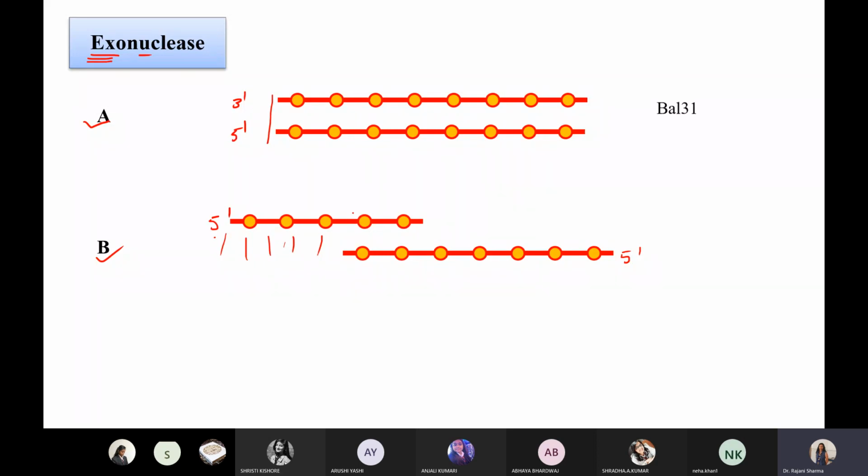Examples of such enzymes: BAL31 is the enzyme which produces the blunt end by cutting both the 3' and 5' side of the DNA, whereas exonuclease 3 is the enzyme which can cut the DNA only from the 3' side. There are a few enzymes also which can cut from the 5' side, but I have not mentioned them in the example. Till now, any doubt? No? So moving forward.